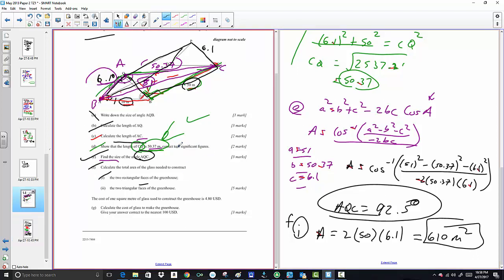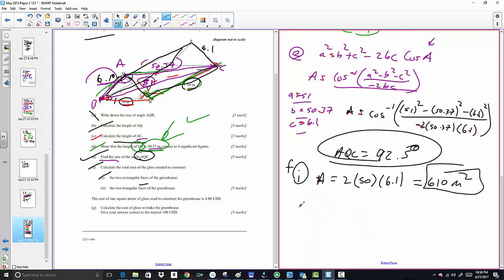And now they want the 2 triangular faces of the greenhouse. They're identical. This triangular face is the same as this one. We just have to find the area of a triangle. It's a little trickier, but there's a formula that's pretty well known. It says the area of a triangle is 1/2 ab sine of C. So basically, how this works is if I have an angle of some sort, we'll call it angle C, then the side here will be a and the side here will be b.